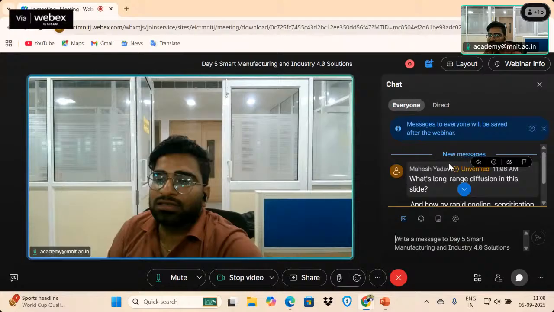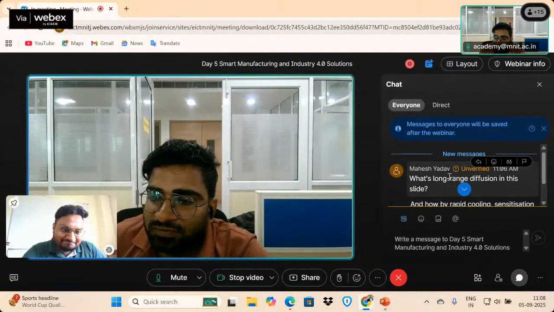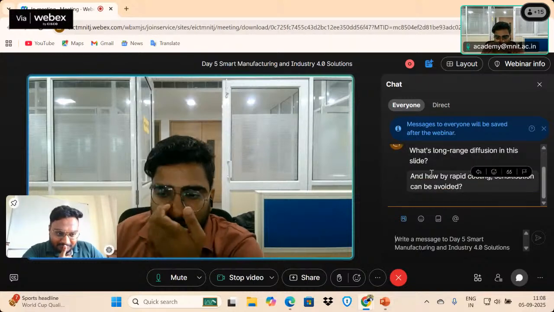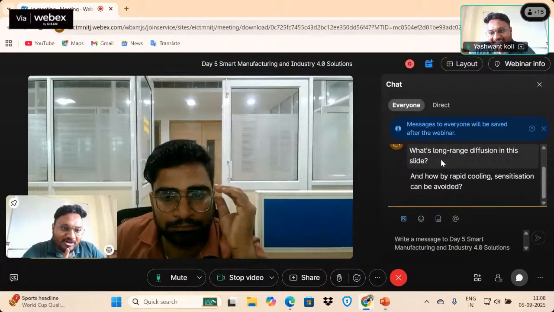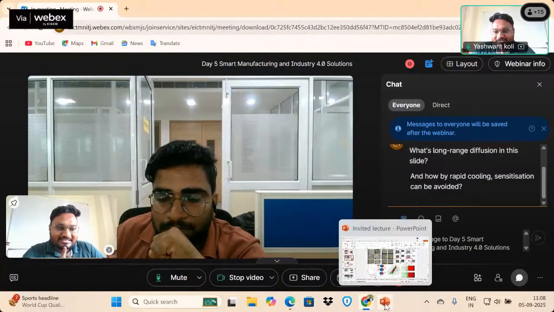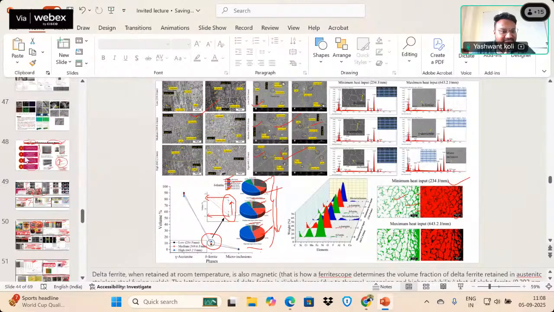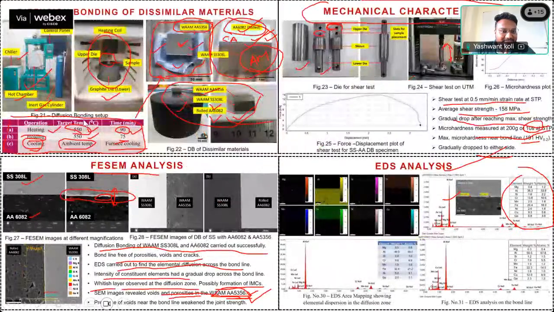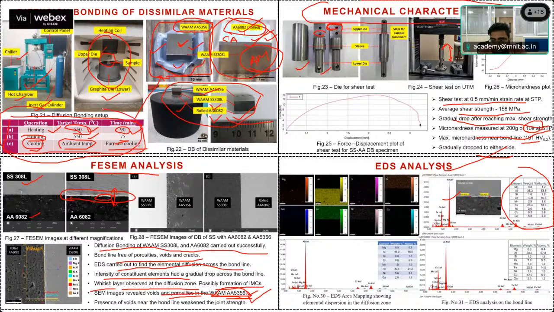There is another question in the chat box. What is long range diffusion in this slide, and how can sensitization be avoided by rapid cooling? What is long range diffusion in this slide? Which slide? The slide number is not mentioned. Long range diffusion, okay, one second. Maybe he's talking about the holding time, I think. Sir, he is talking about the sensitization slide.